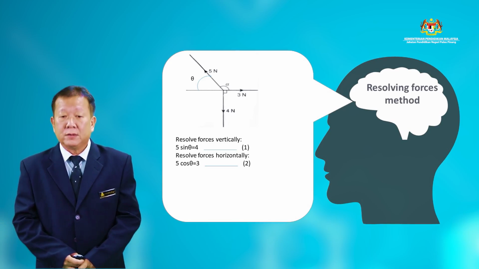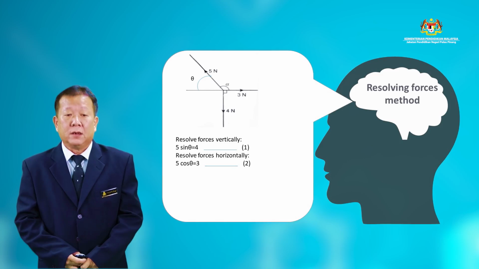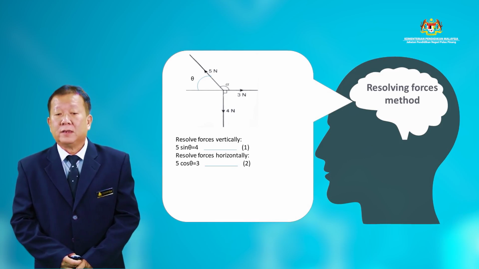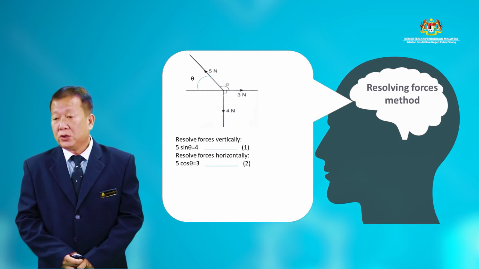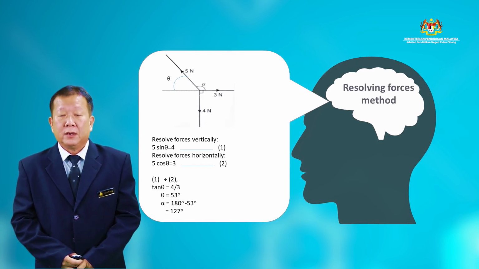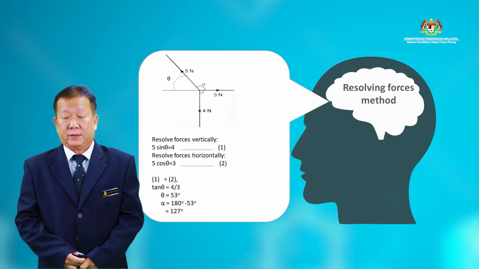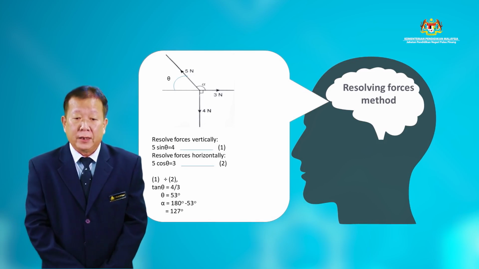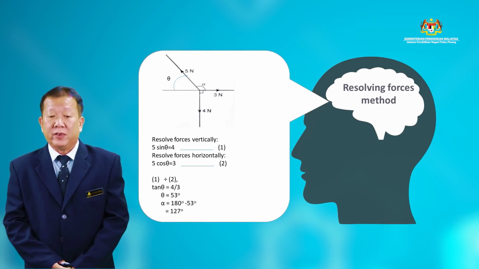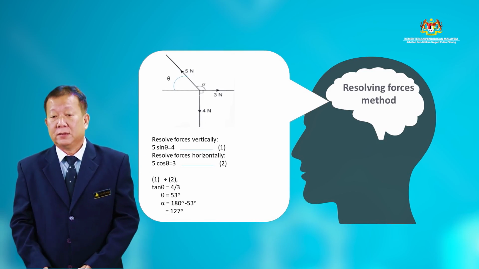Then resolve forces horizontally. You will get 5 cosine theta equals 3. That is equation number 2. Divide equation number 1 by equation number 2. You will get tangent theta equals 4 over 3, and theta is equal to 53 degrees. So, alpha is equal to 180 degrees minus 53 degrees, which is equal to 127 degrees.